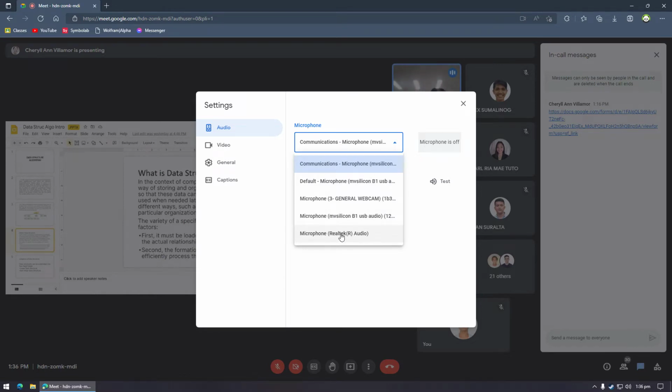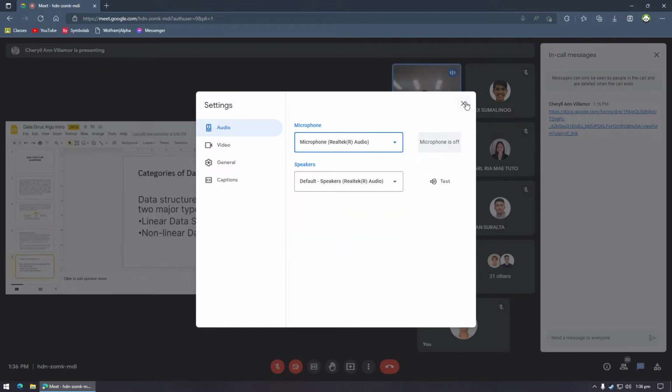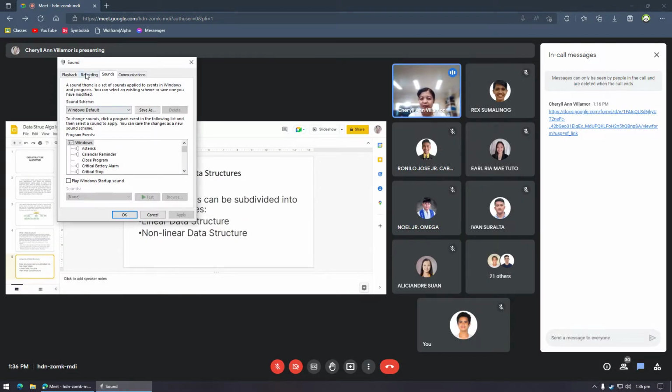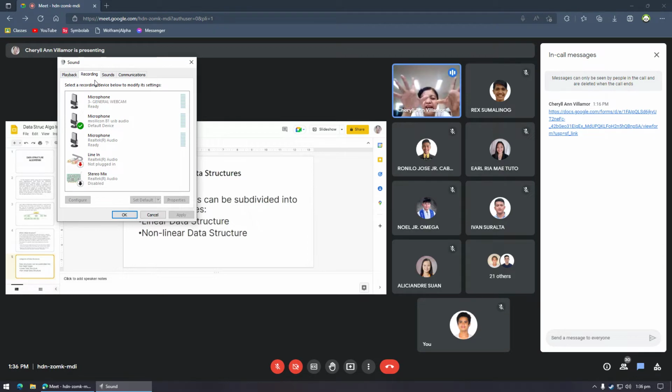Okay, so for this category, data structures can be subdivided into two major types: the linear and the non-linear.